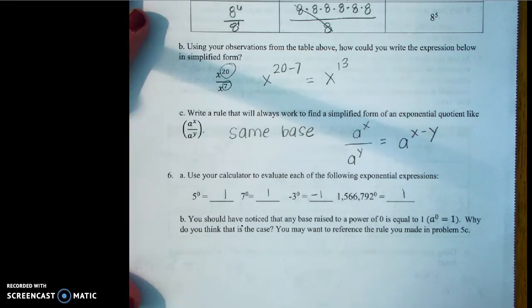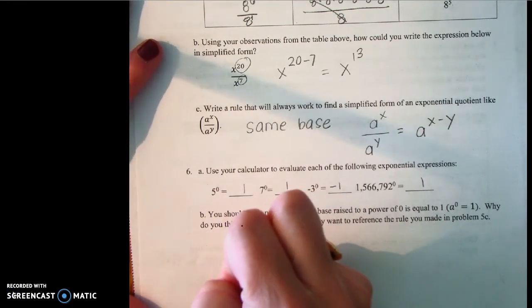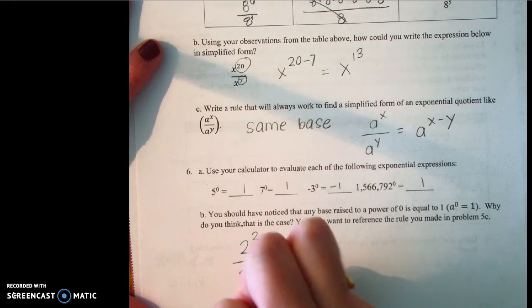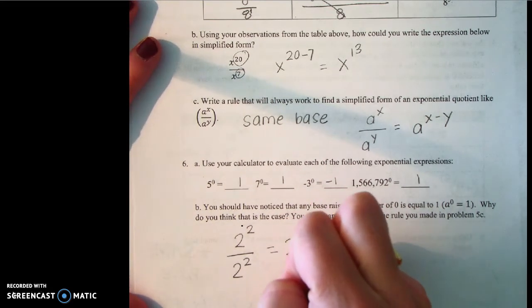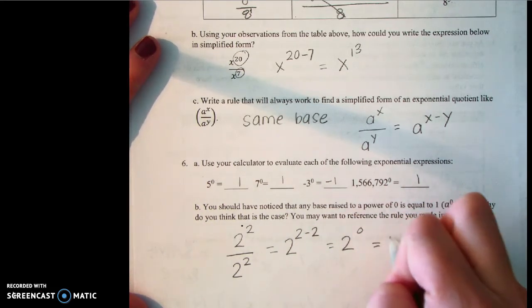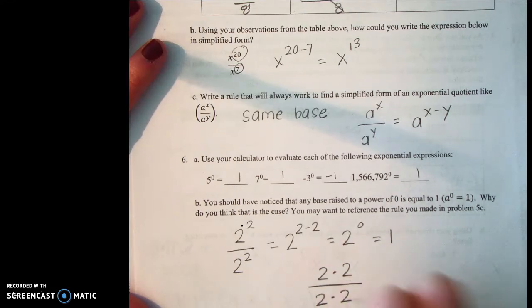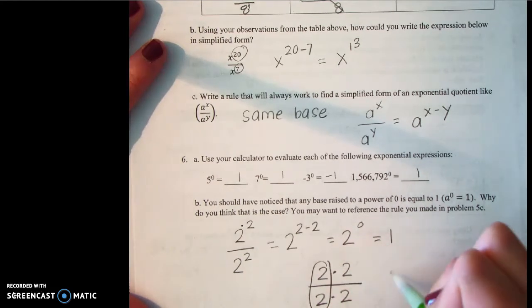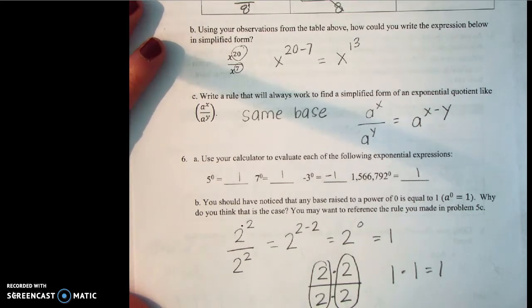Our rule that we made in 5C for why we think that: let's look at 2 to the 2nd power divided by 2 to the 2nd power. Remember, our rule is that we subtract the exponents. 2 minus 2 would give me 2 to the 0 power, which we know is equal to 1. If you expand that, 2 times 2 divided by 2 times 2, remember, 2 divided by 2 is 1, 2 divided by 2 is 1. So 1 times 1 is just 1. That's where that rule comes from.